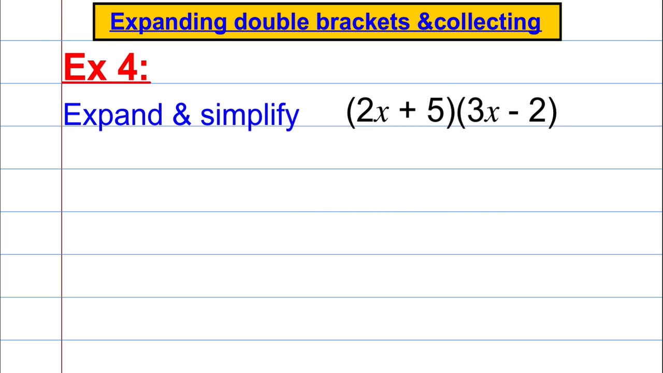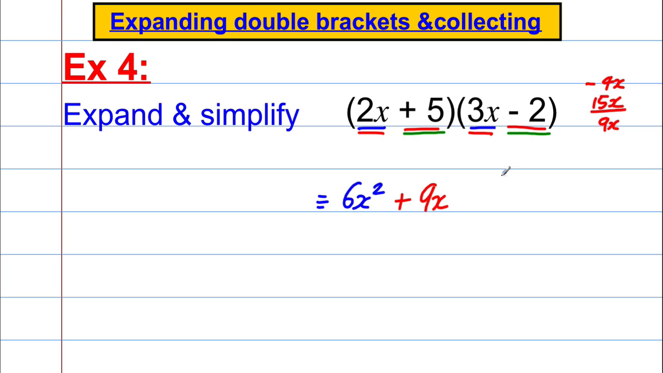Right, let's have another go. This time I'm going to do 2x multiplied by 3x is going to give me the 6x squared. Then I'm going to do 2x multiplied by negative 2, and I'm going to combine that with 5 multiplied by 3x. Now 2x multiplied by negative 2 is negative 4x, and 5 multiplied by 3x is positive 15x, and these combine to positive 9x. So I get positive 9x here, and lastly for my number term, positive 5 multiplied by negative 2 is negative 10.